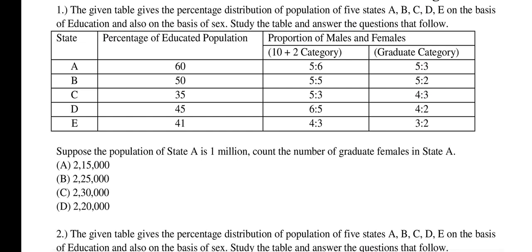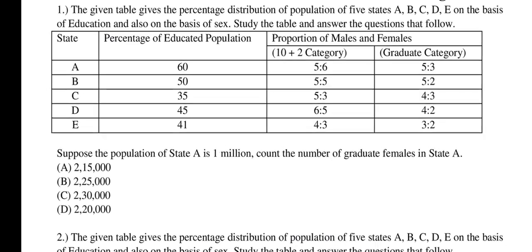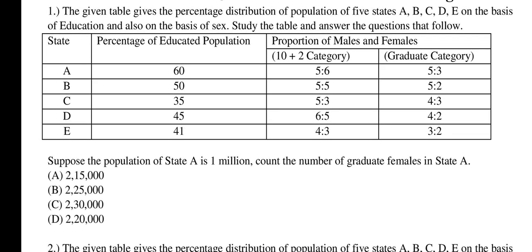The first question that we have got is that the given table gives the percentage distribution of population of 5 states A, B, C, D, E on the basis of education and also on the basis of sex. Study the table and answer the questions that follow. So this is the table that we have got.